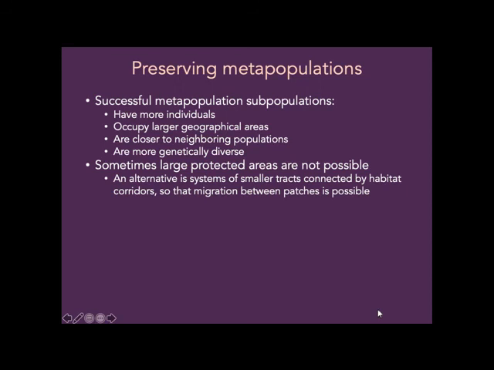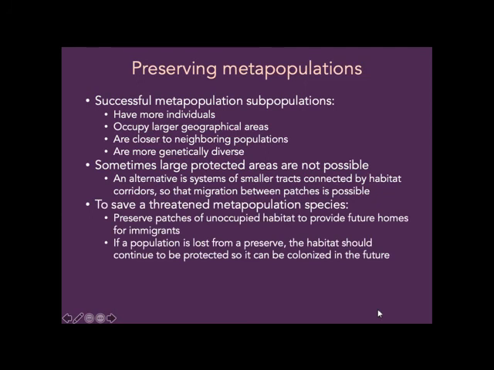In many instances, it's not possible to have a large continuous protected area. And so a lot of cities have done something different. Instead, they'll have a lot of smaller tracts of land that are connected by habitat corridors so that organisms can migrate between patches. So you find all sorts of cool habitat corridors in different cities, like tunnels and overpasses so that deer and large animals can pass through, or some cities where you have a lot of migration of amphibians or smaller animals will have these tiny flat drain pipe looking things that allow the animals to pass under roads.